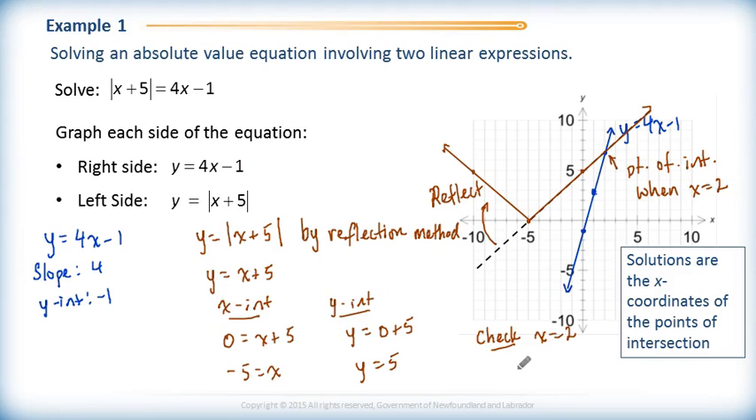So I'll check that x equals 2 by plugging it in both sides of my original equation, like so, and it turns out 2 plus 5 is 7. Absolute value of 7 is 7. 4 times 2 minus 1 is also 7, so we're good.